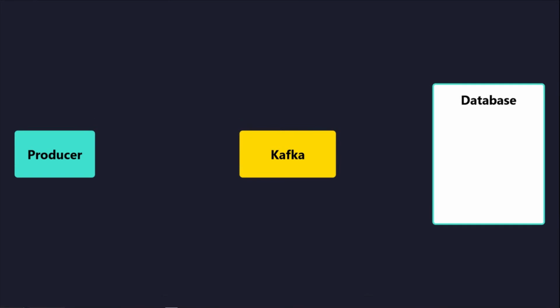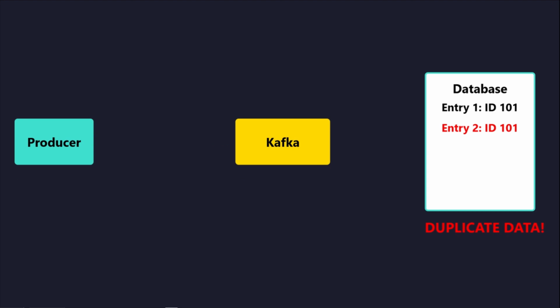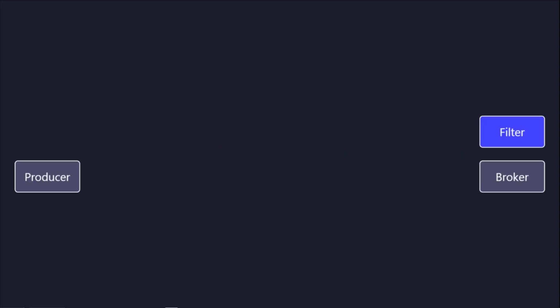A single network glitch can trigger a cascade of duplicate entries in your downstream database. When a Kafka producer fails to receive an acknowledgement, it naturally retries, potentially appending the same data twice. This double write phenomenon breaks financial integrity and stateful computations. Standard at-least-once delivery is insufficient for mission-critical applications requiring strict consistency.